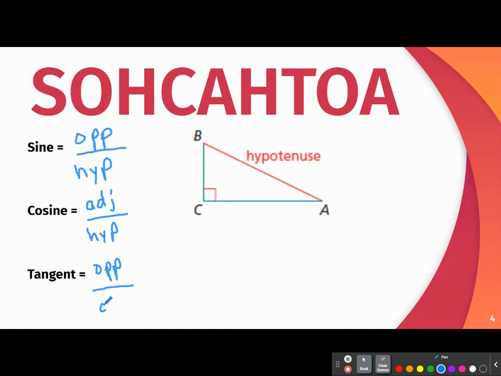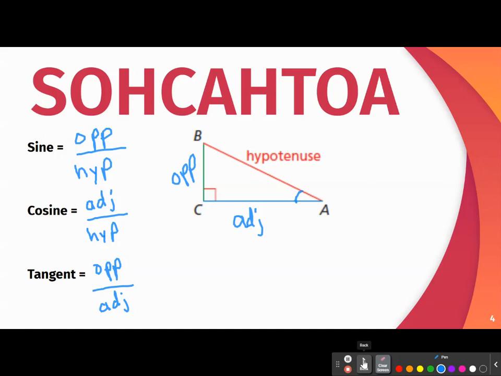Now remember, it depends on which angle you're looking at. If I'm looking at angle A, this side here is opposite, this side here is adjacent, and the hypotenuse never changes. It's always opposite the 90-degree angle. If you're doing sine, you would do BC over BA, opposite over hypotenuse. Cosine is adjacent over hypotenuse, so cosine would be CA over BA, and tangent would be BC over CA. All right.